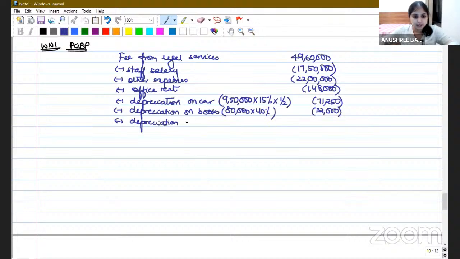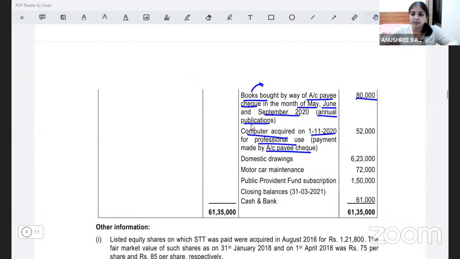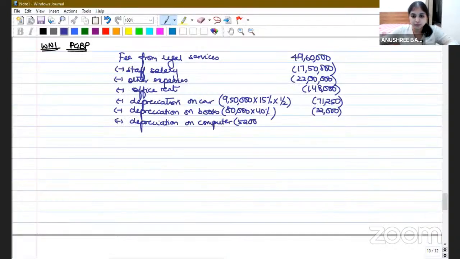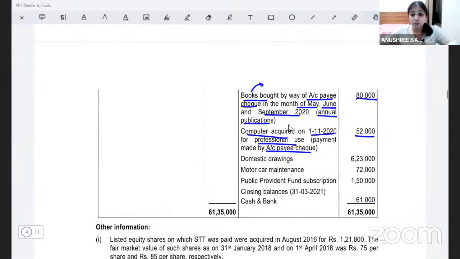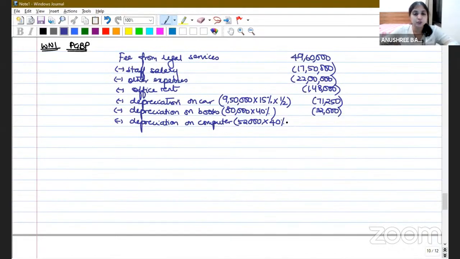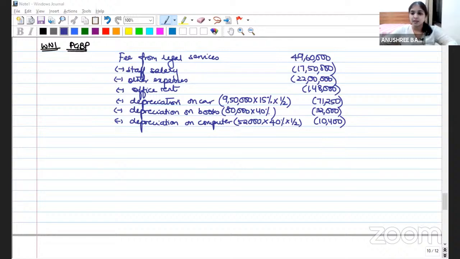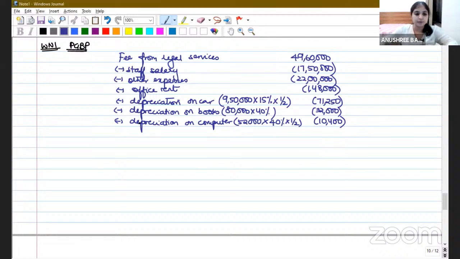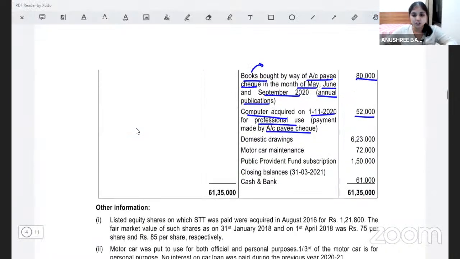So write down depreciation on computer. How much are we spending? We are spending 52,000. What is the rate of depreciation for computer? 40%. When did we put it to use? We acquired it only on 1st November 2020. So definitely we would have put it to use for less than 180 days. Because it is less than 180 days, I will get only half the year's depreciation. So how much does that work out to? 10,400. Please keep checking my numbers. Yes, 10,400. All right, so this is about depreciation on computer.